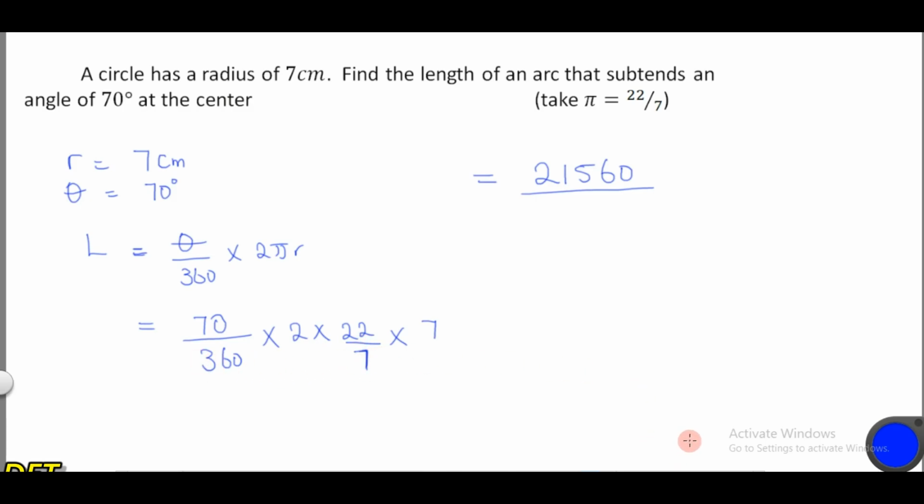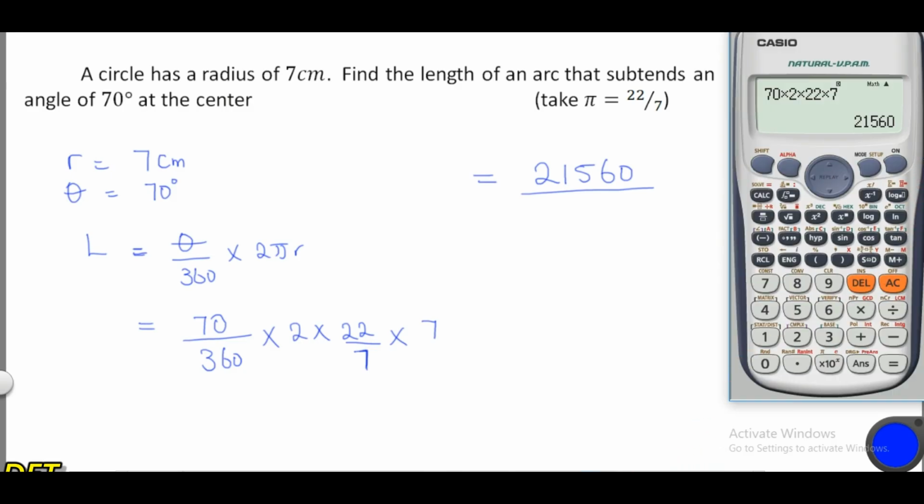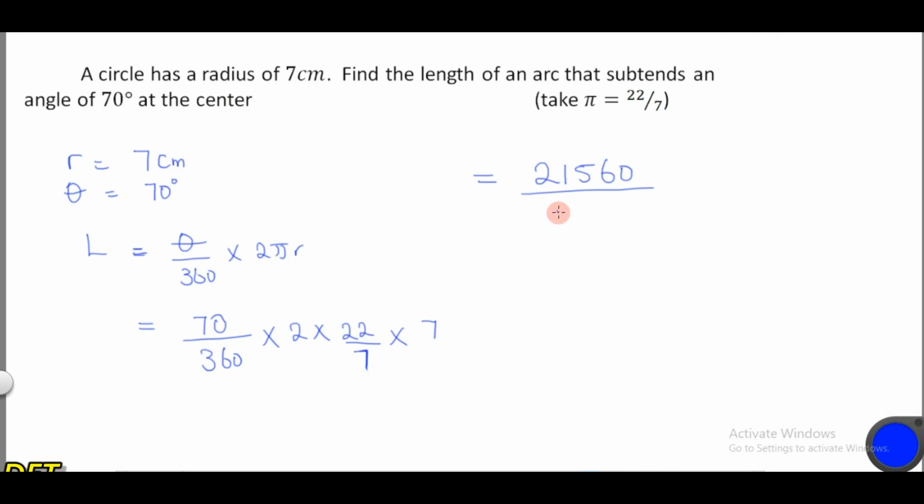360 times 7. So if I bring out my calculator, I'll punch that in. 360 times 7 will give us 2,520.